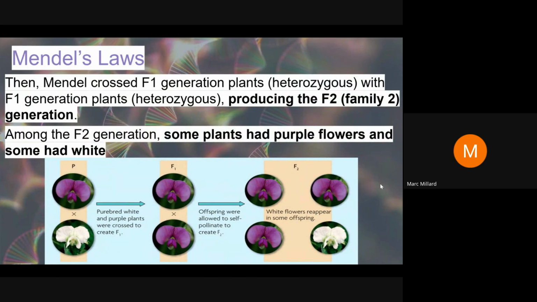Then Mendel crossed the F1 generation plants with each other because he knew they were all heterozygous. And then he produced the F2 generation, which is family 2 generation. Among the F2 generation, some of the plants had purple flowers, many of them. Like here, we can see 3 out of the 4, and some had white flowers. We want to explain and understand why, though.